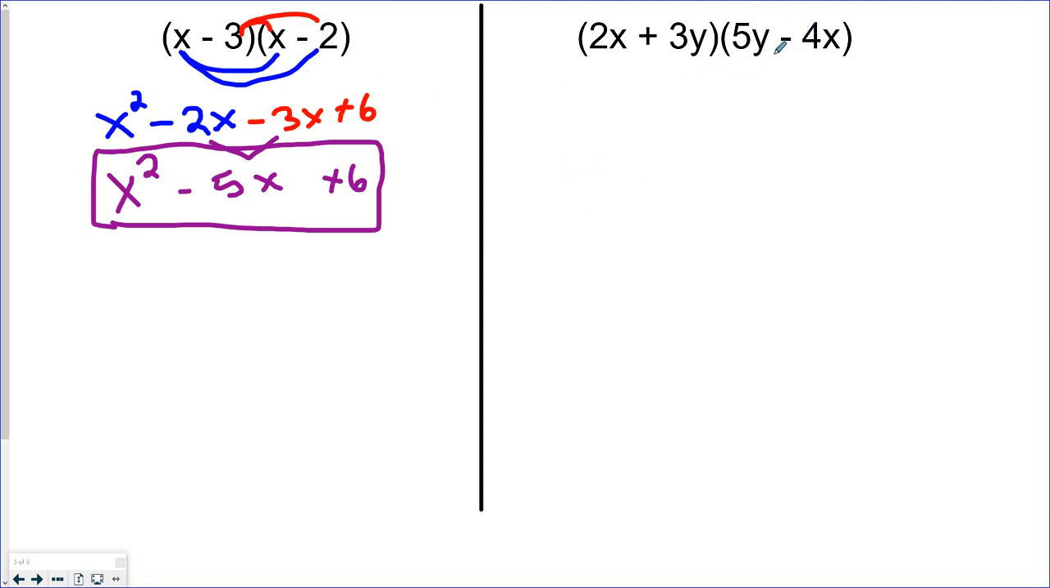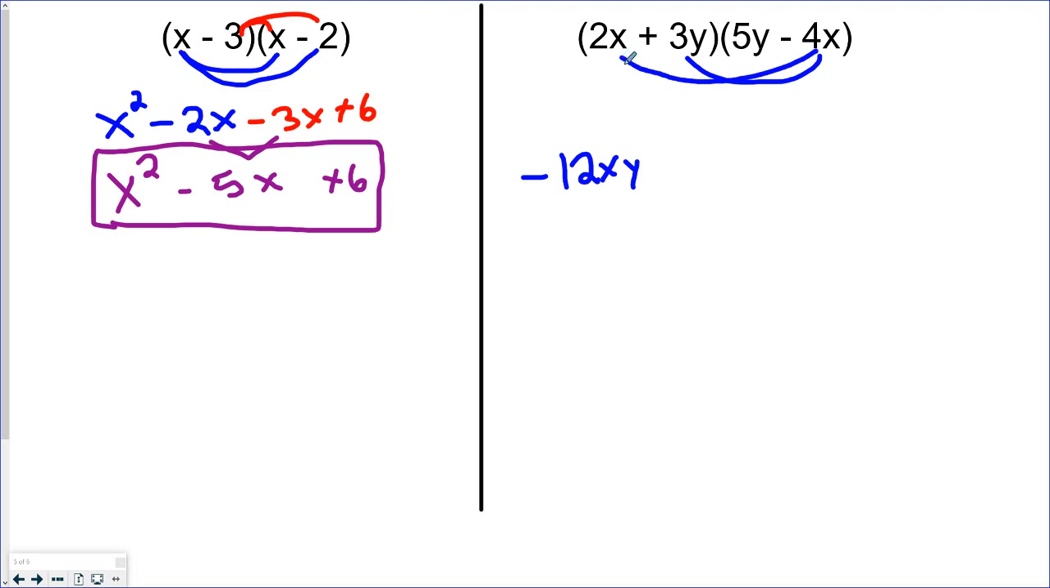So let me multiply everything in the second term to everything in the first term. Let me go a little crazy here. Negative 4x times 3y, that's negative 12xy. Remember, if you multiply values with two different variables, you just slap them on at the end. Usually you write the variables in alphabetical order, but it doesn't matter as long as you write them all.